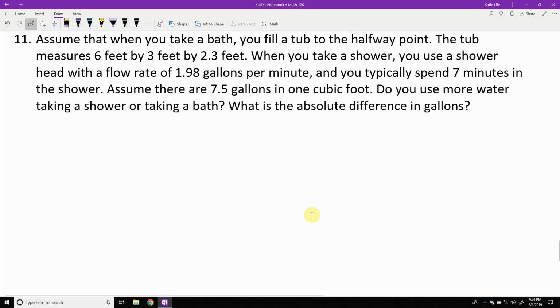What is the absolute difference in gallons? Oh, this is a great problem. Okay. So I really have 2 instances going on here, right? I could be taking a bath, or I could be taking a shower, and I want to compare which one uses more water. So in essence, I want to find out the total number of gallons that are used by taking a bath, the total number of gallons used by taking a shower, and then compare those 2 numbers.